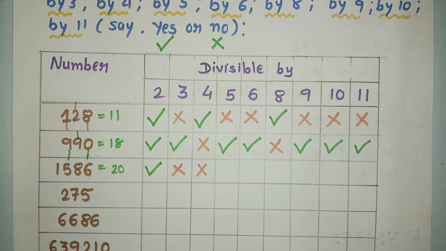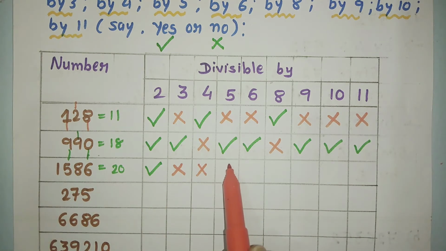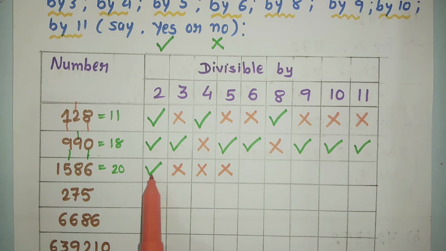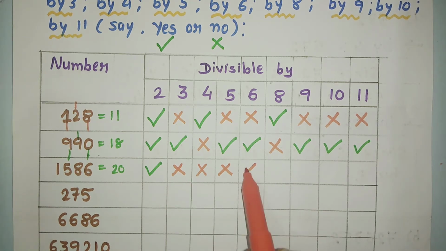5. 5 means last digit should be 0 or 5. Neither 0 nor 5. So not divisible by 5. For 6, it should be divisible with both 2 and 3. 2 और 3 दोनों से होने चाहिए. नहीं हो रहा है दोनों से. So not divisible by 6.